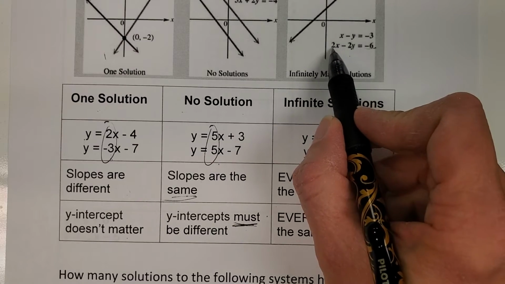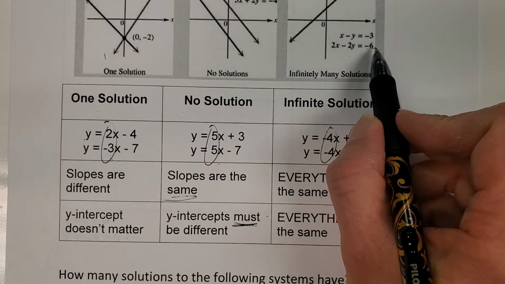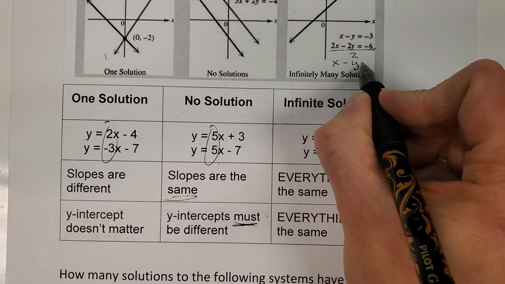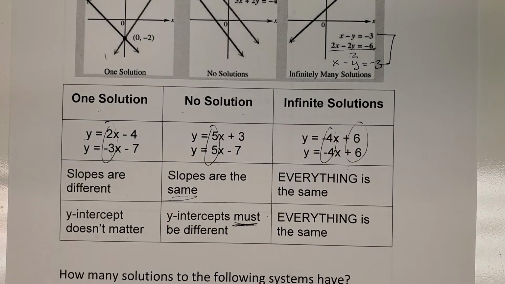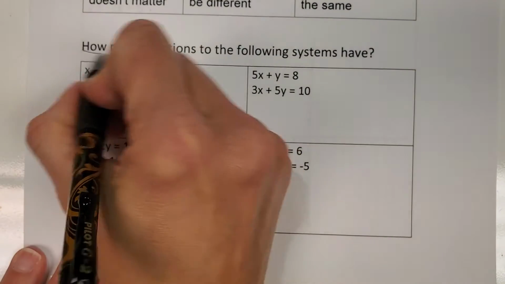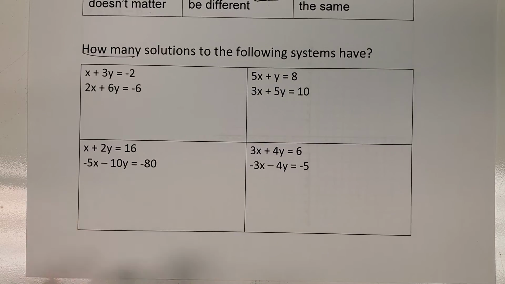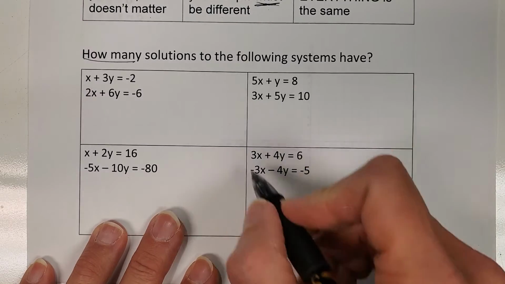sometimes the same line, you see how this equation multiplied by 2 is what you get down here. So sometimes if you just divide everything by 2, you'd get x minus y equals -3. Then you could see that they're exactly the same. So that's another way to tell if it's an infinite number of solutions, by simplifying one of the equations. Okay, so we have 4 problems and we're going to find out how many solutions they have. Next we'll do what is the solution, but for this one it's just how many, which means we have to find the slope. So remember, all of these are in standard form.